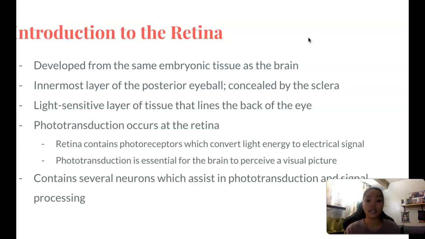This is a light-sensitive layer of tissue that lines the back of the eye, and here at the retina, phototransduction occurs. Phototransduction refers to the process where light energy is converted into electrical signals that the brain can understand. This is done through photoreceptors on the retina. Phototransduction is essential for the brain to perceive a visual picture. The retina contains several neurons which assist in phototransduction and signal processing, and I will go into more detail about what those neurons are in the next few slides.